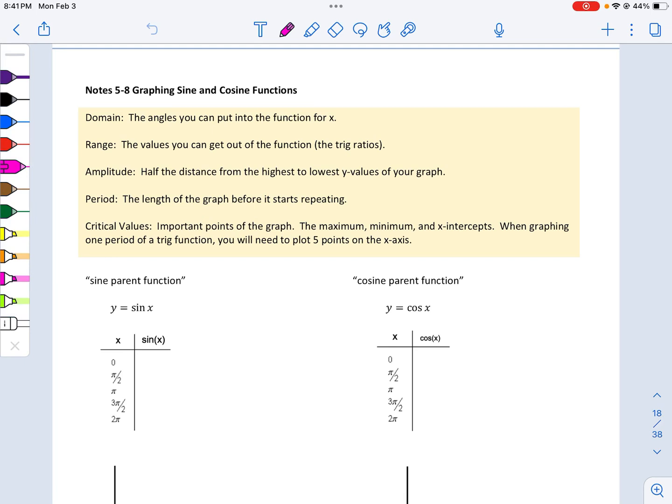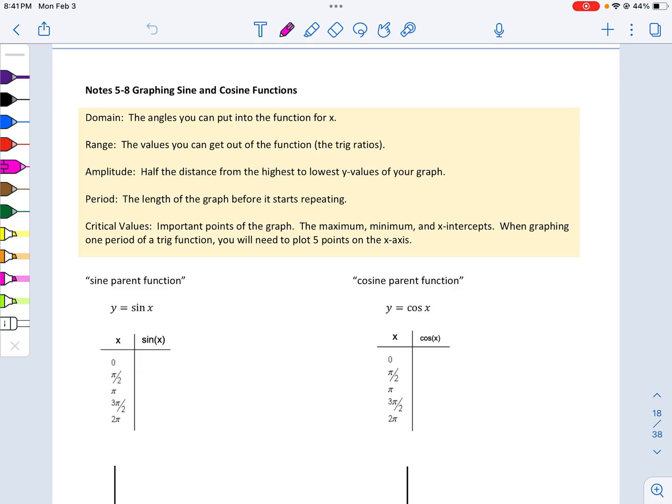All right, today we're going to take a look at graphing sine and cosine functions. Today we're actually going to graph sine. Tomorrow in class we'll graph cosine. So we're going to do half the notes today, and then we'll do half the notes tomorrow. All right, so taking a look at a couple of the vocab words.